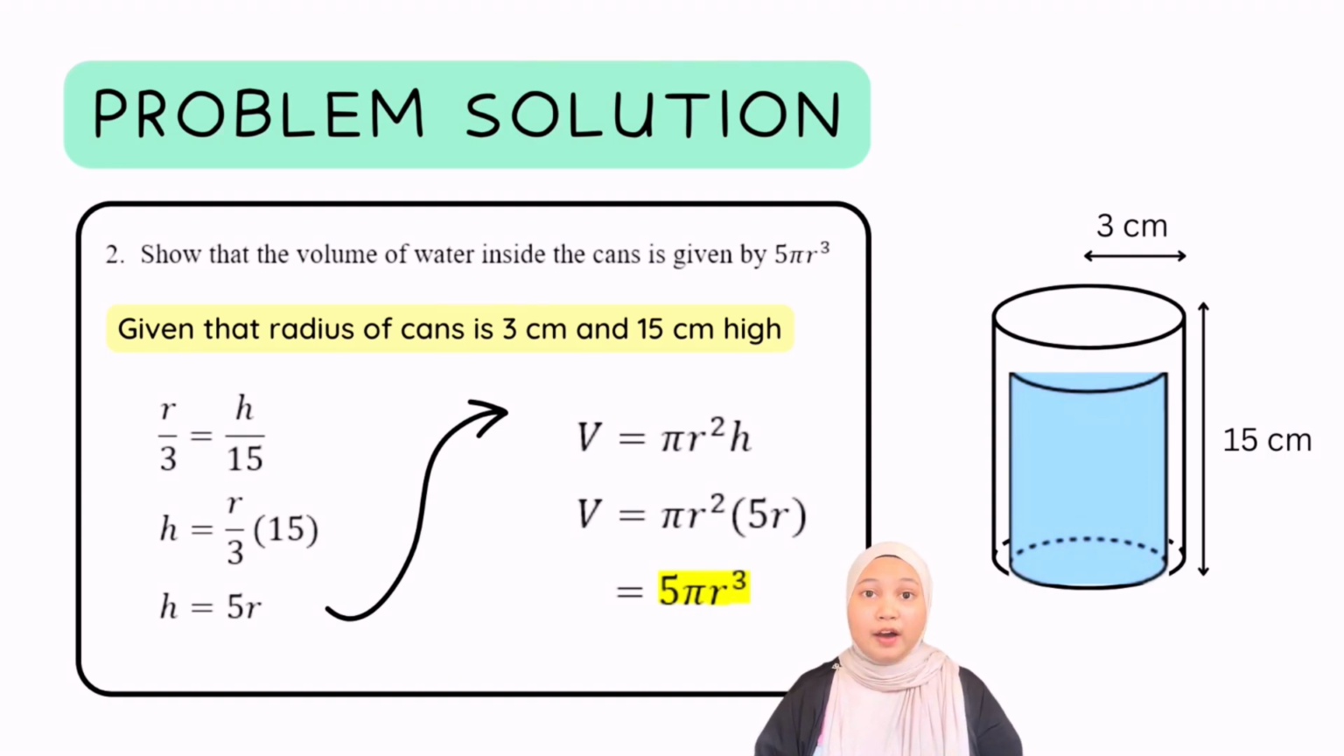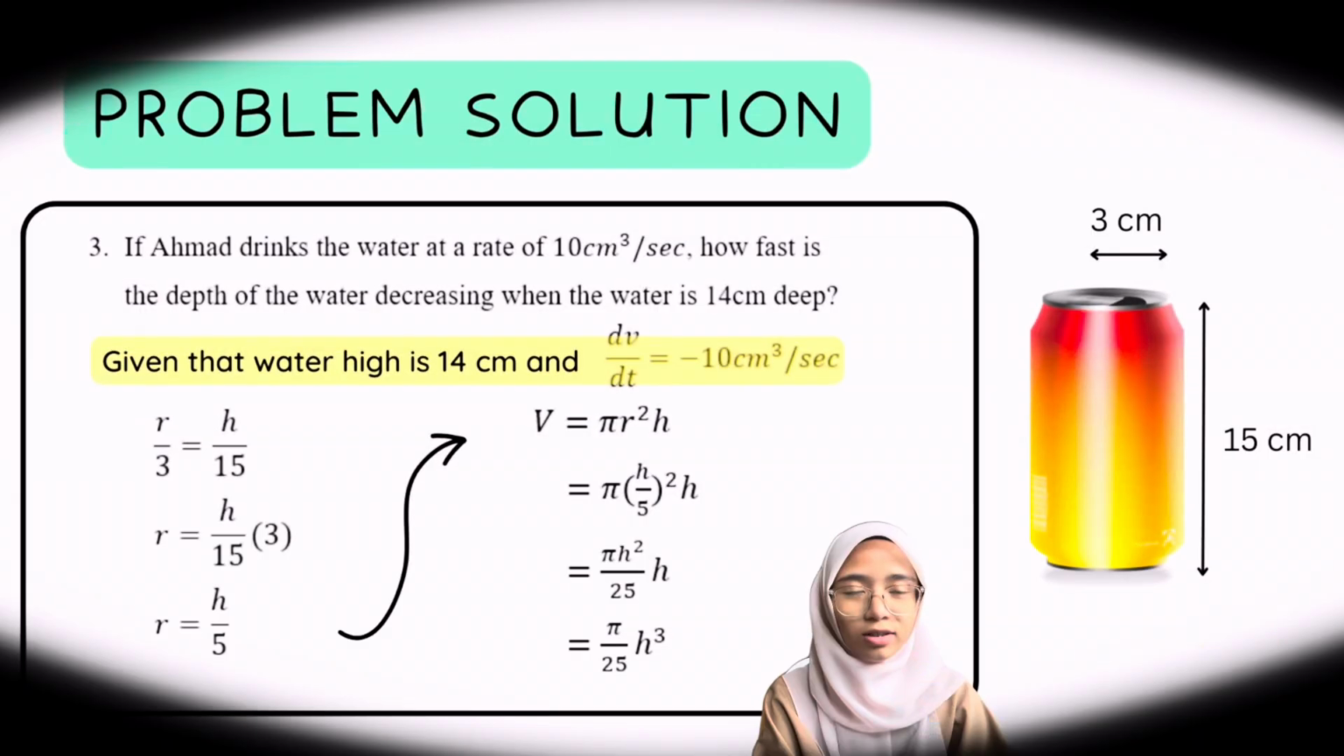so h equals 5r. Based on the formula of the cylinder, volume equals pi r squared h, and we will write h in terms of r, so volume equals pi r squared times 5r, and the final answer we will get is 5 pi r cubed.